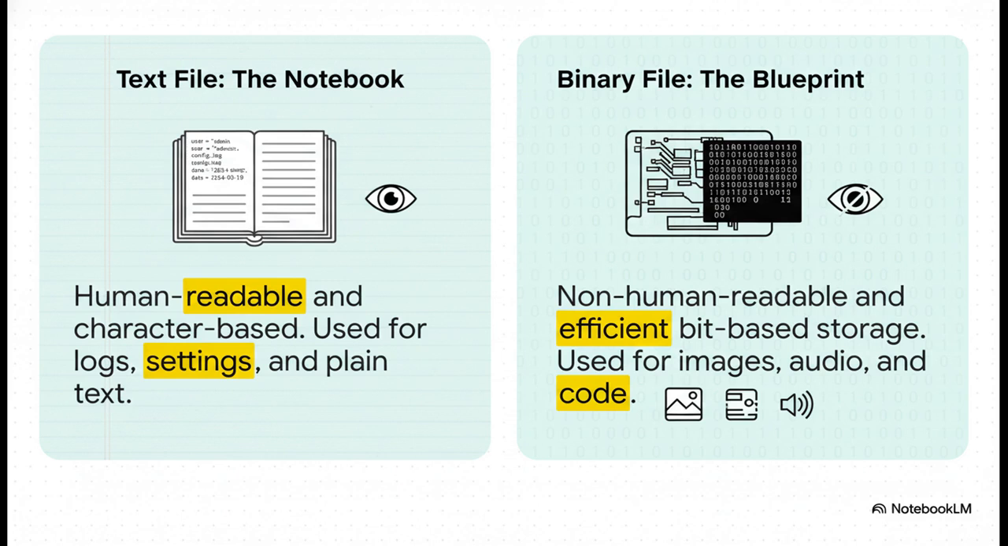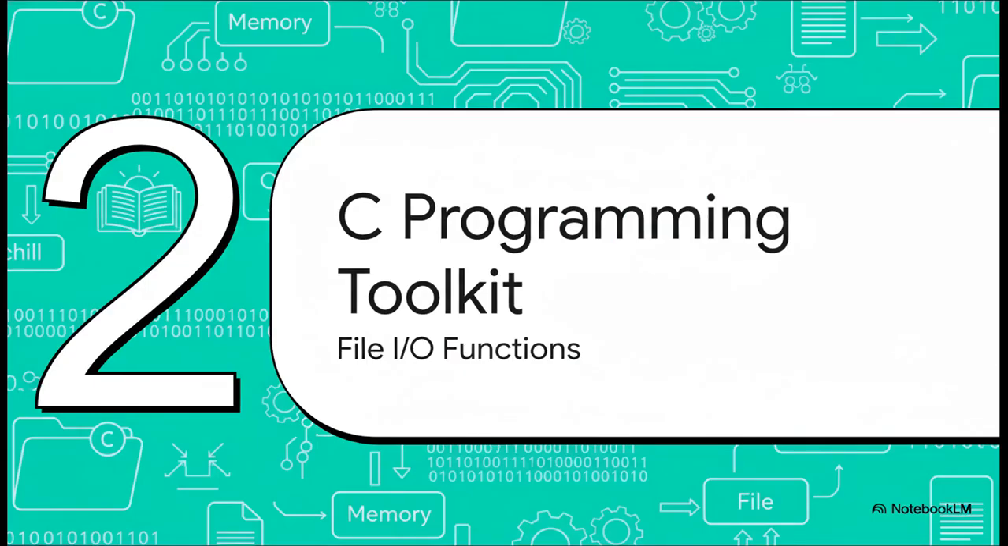A binary file, though, that's more like a complex blueprint. It's not really meant for human eyes. It's a super efficient, compact way for the computer to store complex data like images, audio, or even compiled code. The big trade-off is this. Text files are universal and easy to work with, but they can be a bit slow. Binary files are lightning fast for the computer, but they might not be readable if you move them to a different kind of system.